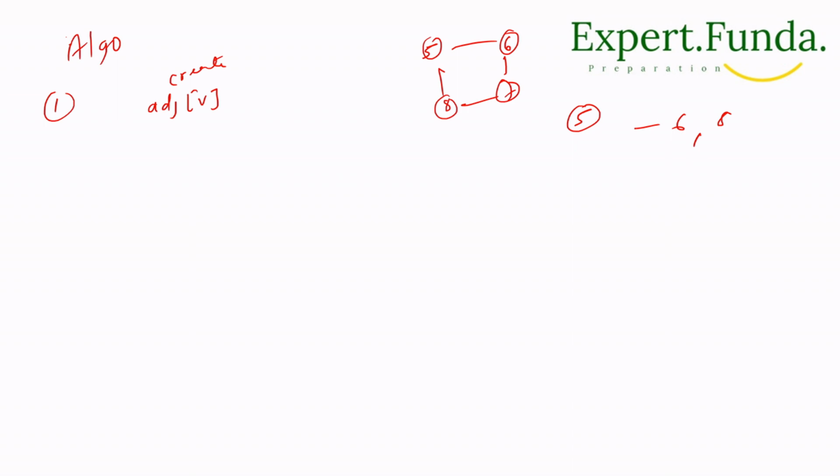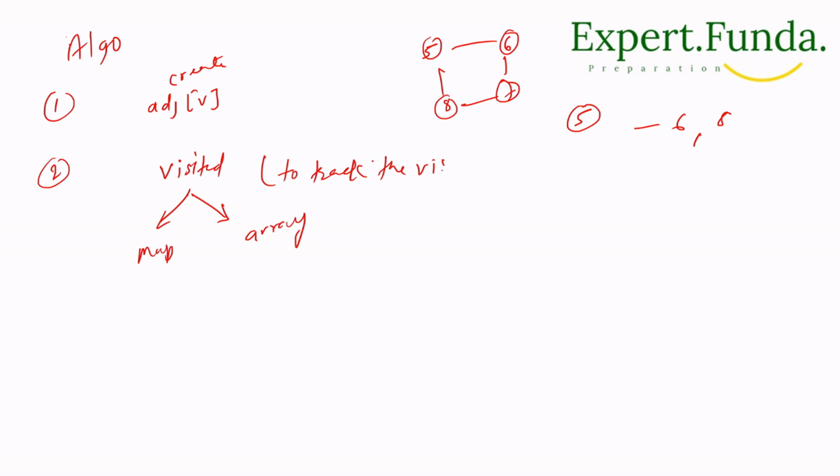All the vertices of v we have. Similarly, we will initialize a hash map or array, and we'll say that this is a visited list. So we'll take a visited, which can be a map, a hash map, and the other can be an array. So either we'll create a map for visited or an array, and why will we choose this? To track the visited vertices.